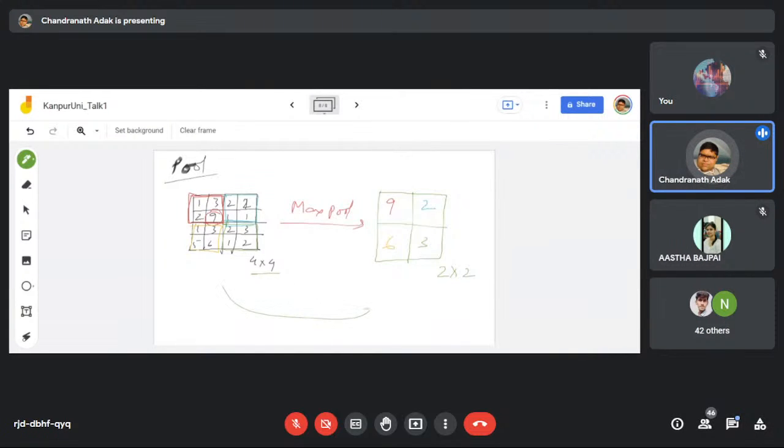Similarly, you can perform the average pool operation. In average pool, what will we do? From this box, we will calculate 1 plus 3 plus 2 plus 9 divided by 4, and I will put that value here. Similarly, we average out 2 plus 2 plus 1 plus 1, then the average value I will put here. Clear?